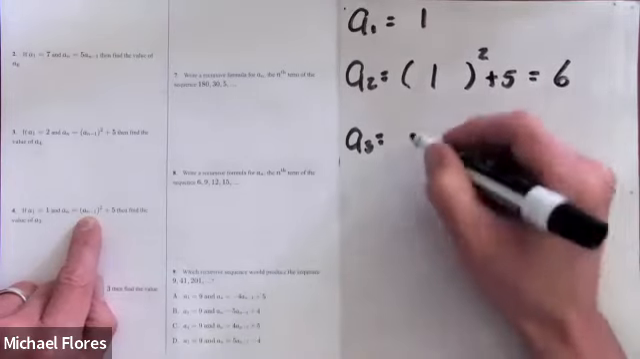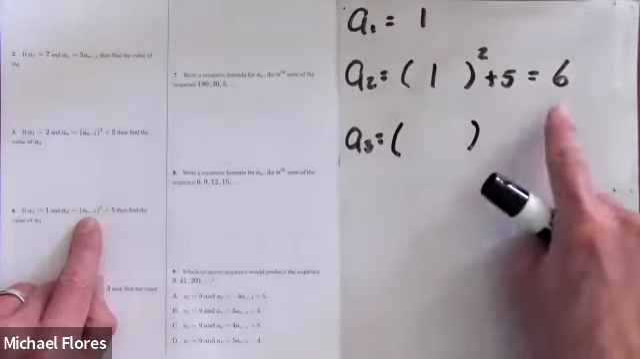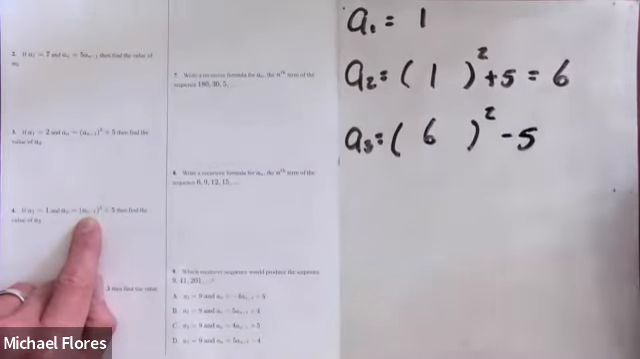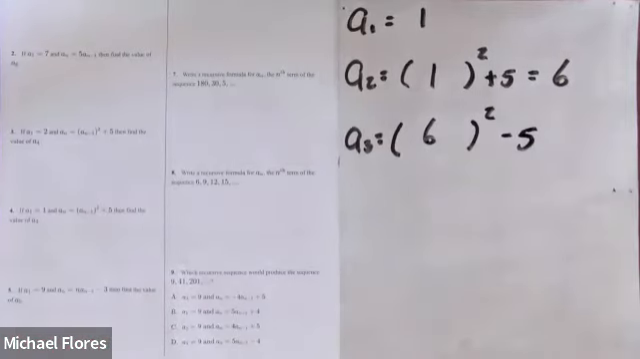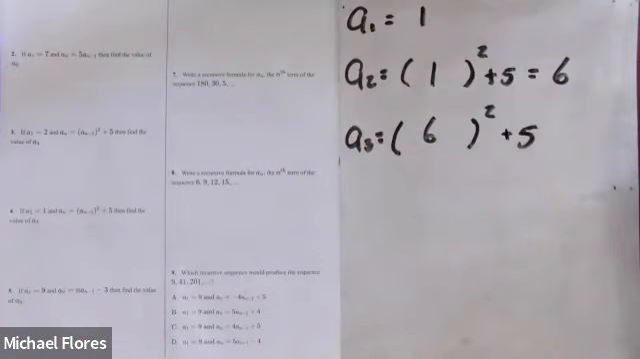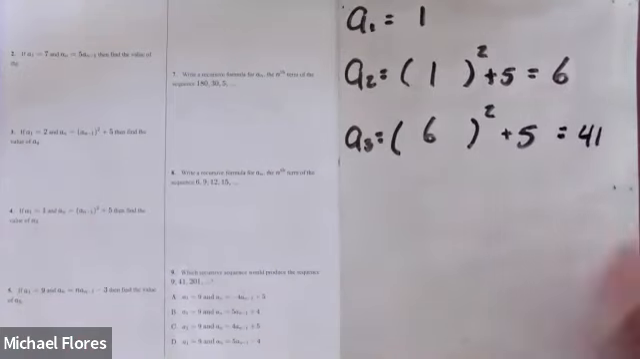Now to find the third term, we need the previous answer, square it, and then minus 5. Add 5. I'm sorry, I said minus 5. I'm gonna add 5. Sorry. 36 plus 5 would be 41. That's your final answer.